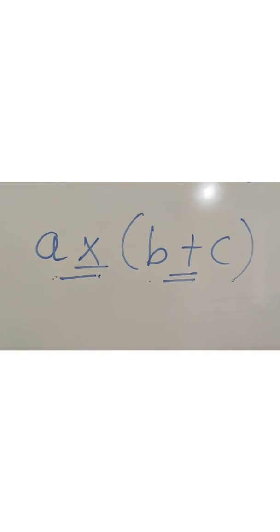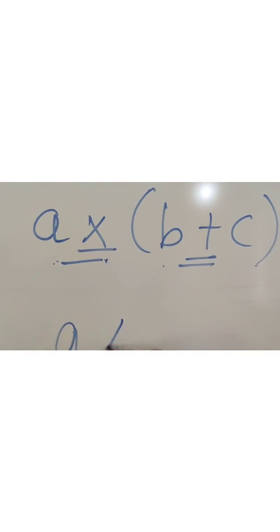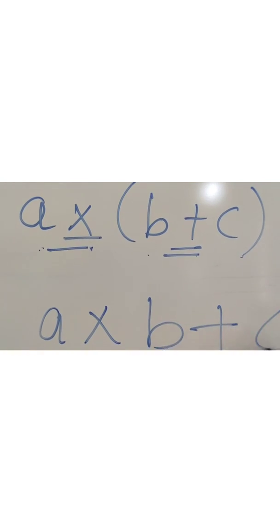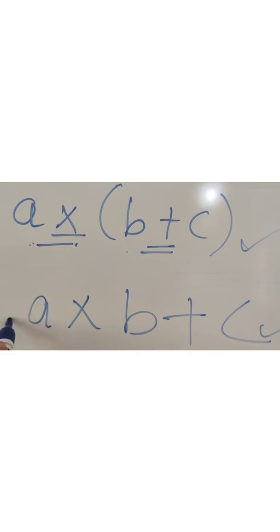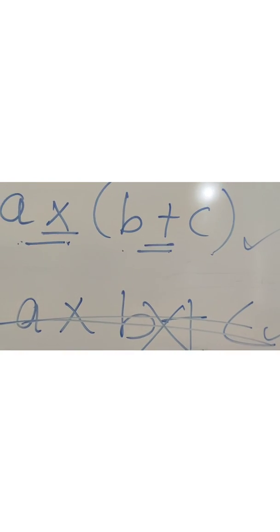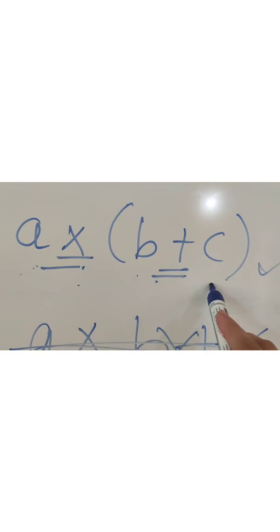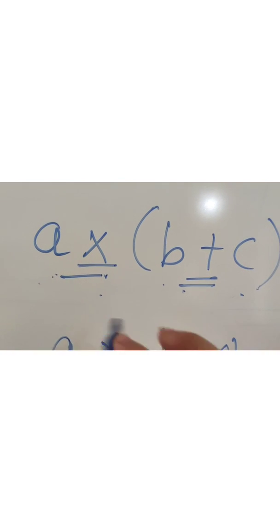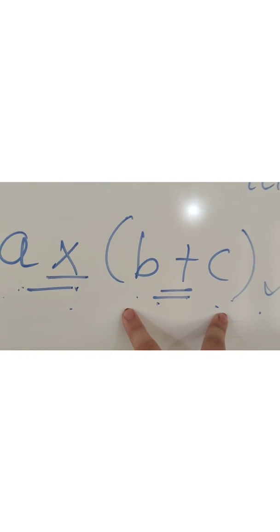Now one thing you need to get clear, that is A multiplied by B plus B. There is a vast difference between these two. So don't write in this way, this is wrong. A multiplied by, in bracket, B plus C. So what it means, this A will get multiplied with the whole bracket.